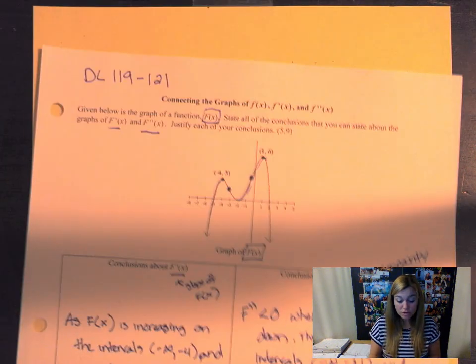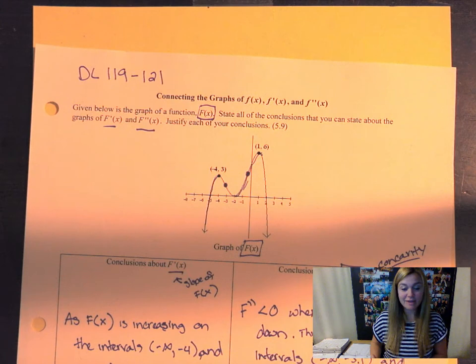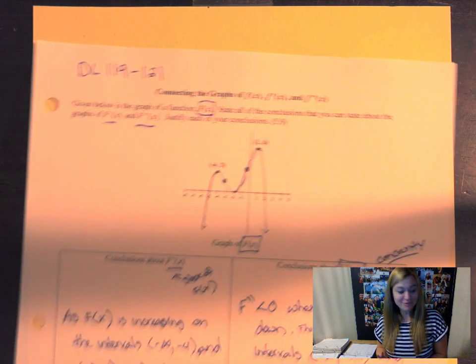So we knew all sorts of things. This was a graph of f of x, and I can tell you all sorts of stuff about f prime and f double prime. Let's go to a different graph.